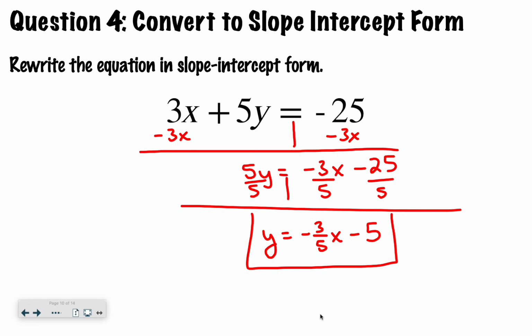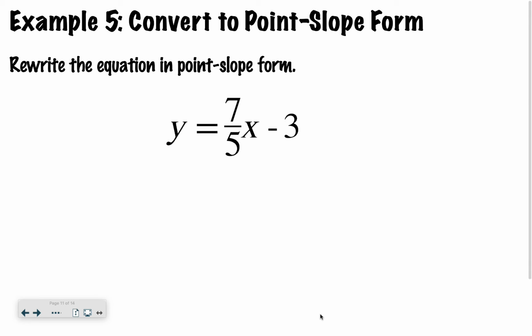All right. For this problem, hopefully you started by subtracting 3x from both sides and then dividing everything by 5. If you did that, you should have ended up at y equals negative 3/5 x minus 5. If you have questions about that, please be sure to reach out for some help. I'm happy to help you. Let's move on to our next example.